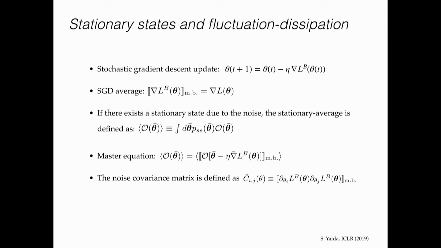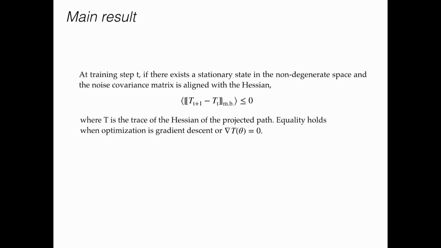Okay, so the main thing that I can tell you is that if you're in one of these valleys and you assume that you have a stationary state, now just in the non-degenerate space, not in the whole space, but you imagine that the directions of the curvature equilibrate fast, and you also assume that the noise covariance is aligned with the Hessian, then the trace of the Hessian is non-increasing. So this is the main thing that I can tell you. There are a lot of assumptions that go into this, so I want to check some of those.